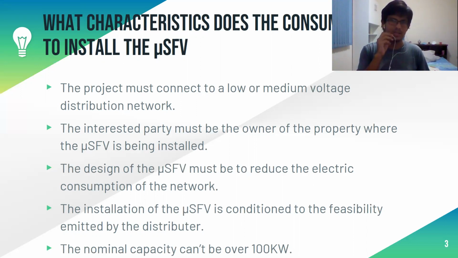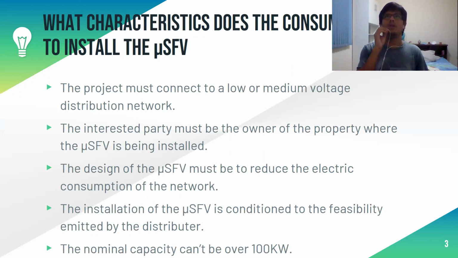In other words, it is important that the person that is installing it is the owner of the place, the owner of the house, the terrain. After all, if we are installing a photovoltaic panel in a place that is not owned, maybe an apartment, this may cause problems for the proper owner of the place. The design of the micro SSB must reduce electric consumption of the network. It's very important to consider this step.